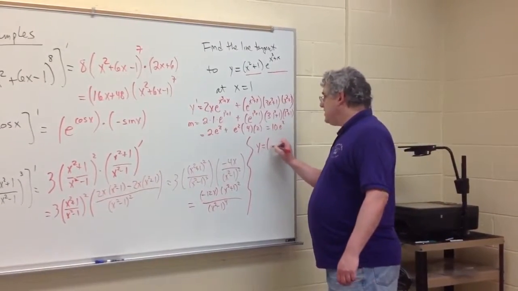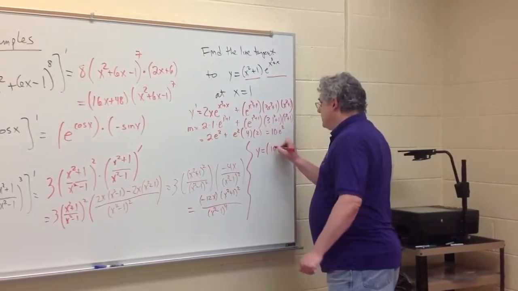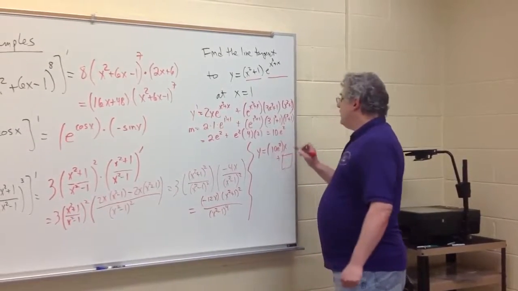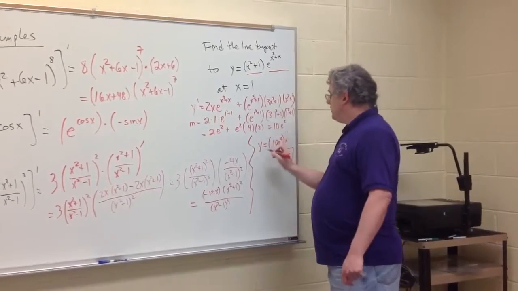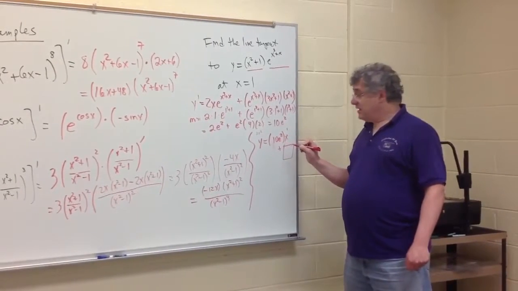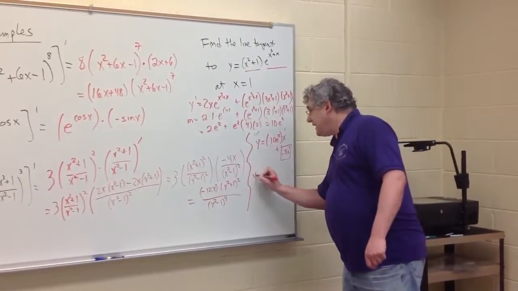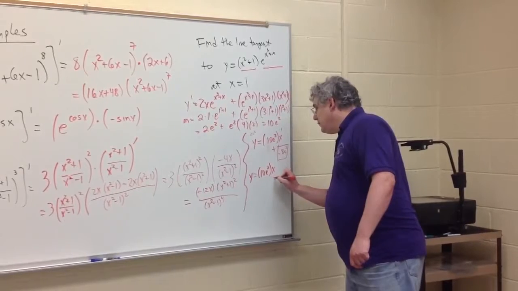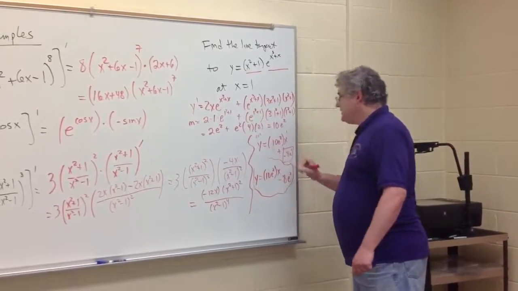So what do we get? y equals the number, which is 10e squared, x plus something. And when x is 1, we have 2e squared. So 2e squared equals 10e squared plus what? Hopefully you can see that's minus 8e squared. Finding a final answer of y equals 10e squared x minus 8e squared as our tangent line.